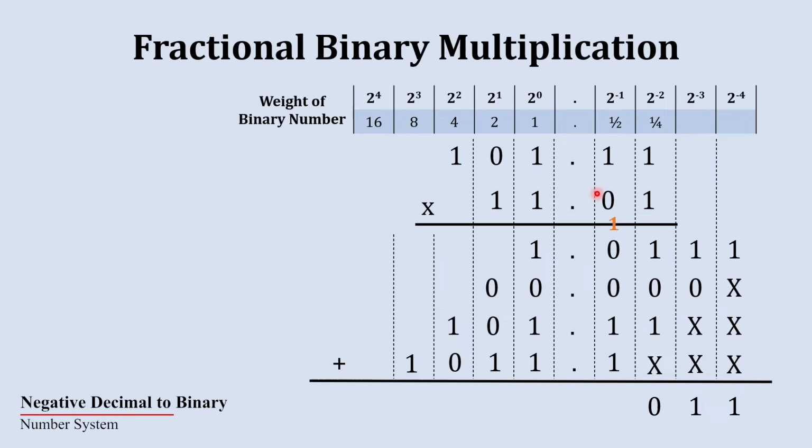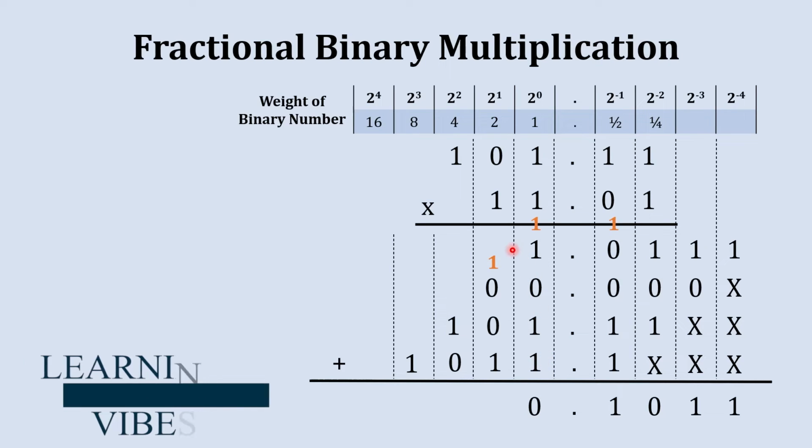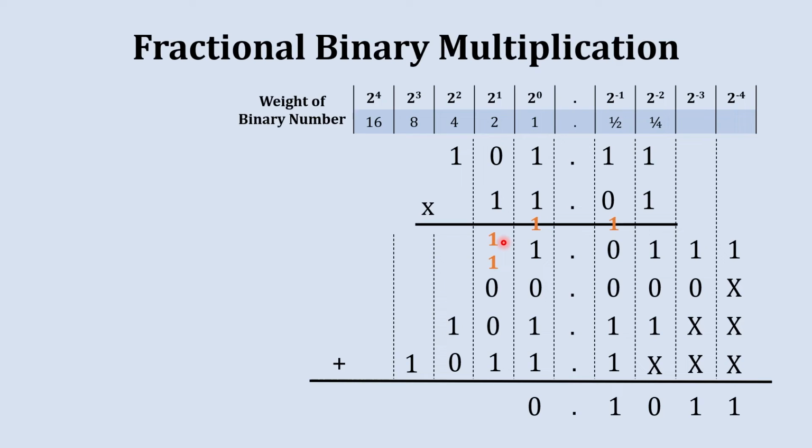Now we'll add this column. So this 1 plus this 1 gives us 0 and the carry will be forwarded to the next column. Now that 0 plus this 1 gives us 1. And now we'll add the next column, but before adding this column there is a binary point. So we'll place a binary point over here and then we'll add this column. So 1 plus 1, the summation is 0 and the carry will be forwarded to the next column. Now that 0 plus this 1 is 1 and that 1 plus this 1 gives sum as 0 and the carry will be forwarded to the next column.